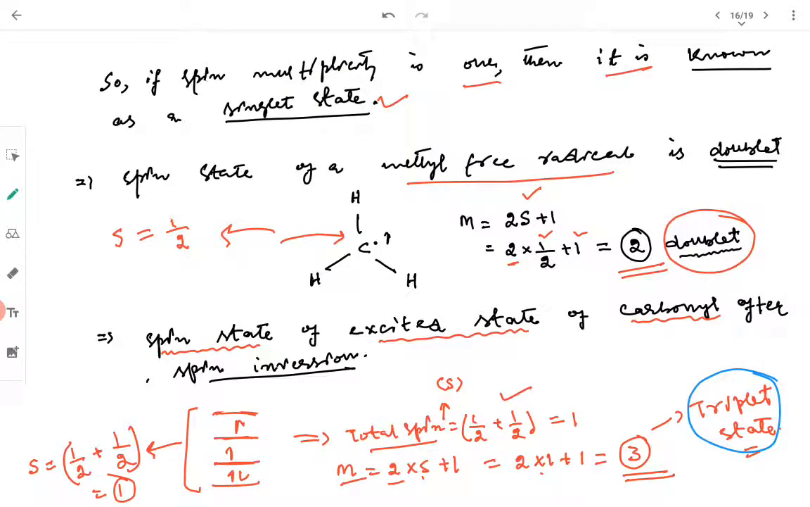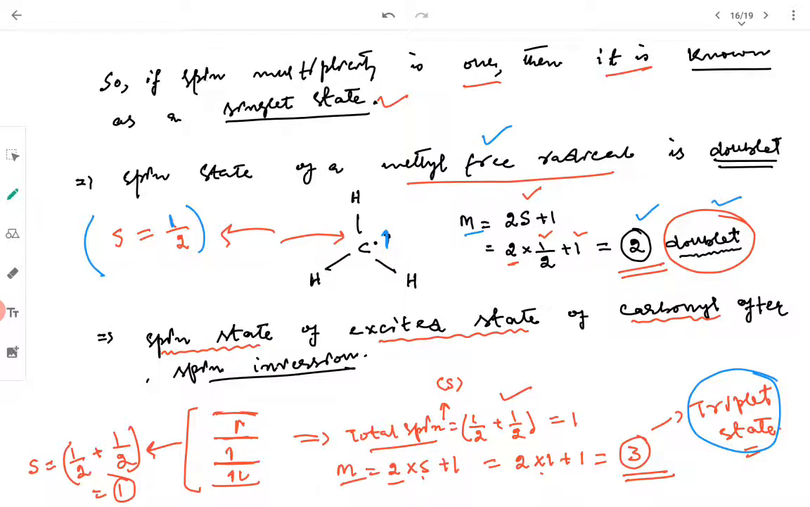So if spin multiplicity is 1, then it is known as a singlet state. Take the example of the methyl free radical. It has one unpaired electron. So the total spin of this radical comes out to be 1 by 2. So multiplicity, M equal to 2S plus 1, is 2 into 1 over 2 plus 1, equal to 2. So multiplicity comes out to be 2. For any state for which multiplicity is 2, we call it a doublet state.